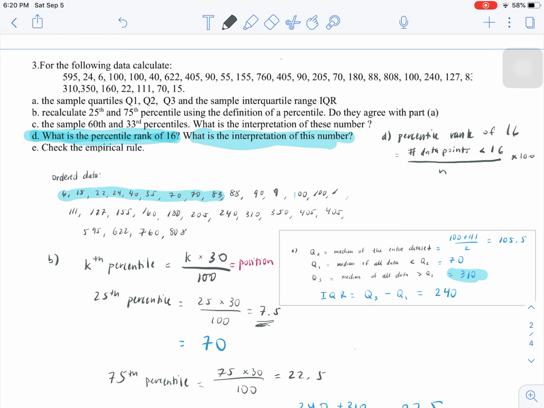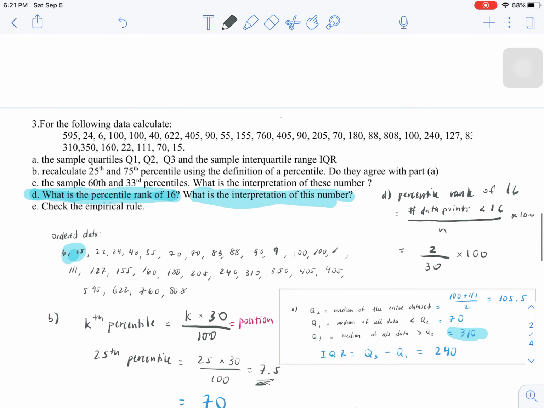So to find the percentile rank of 16, I count up how many data points are less than 16. That would be just these two data points, 6 and 15. My total sample size is 30. Multiply that by 100. If you plug this into your calculator, 2 divided by 30 times 100 is 6.66 repeating, or roughly the 7th percentile.